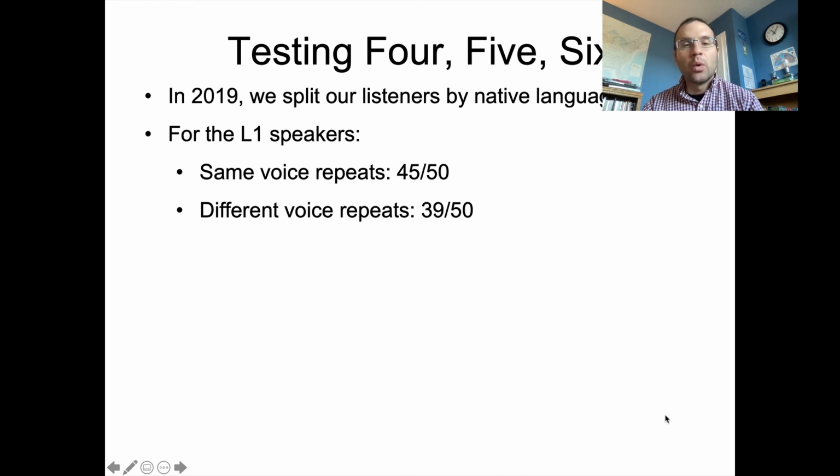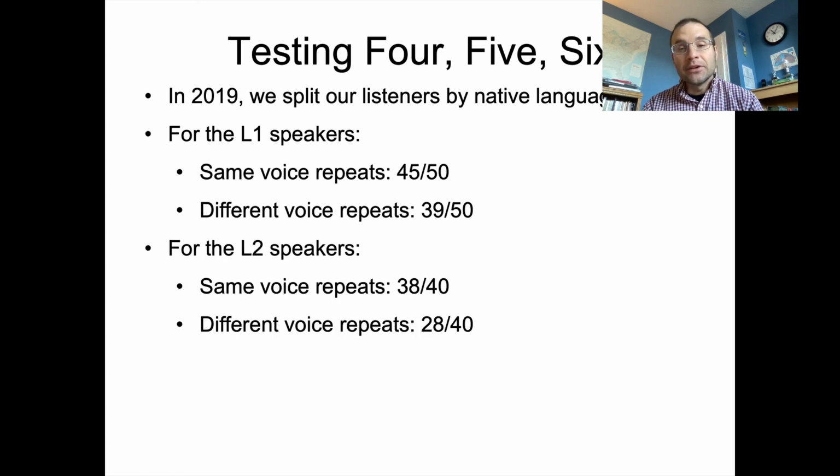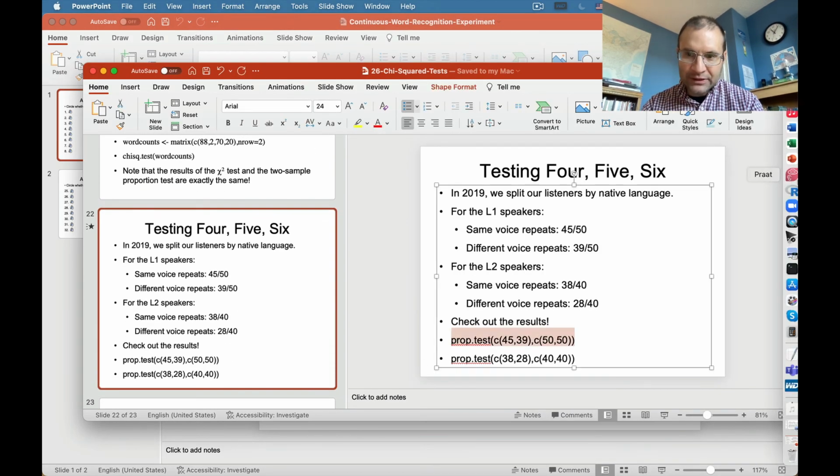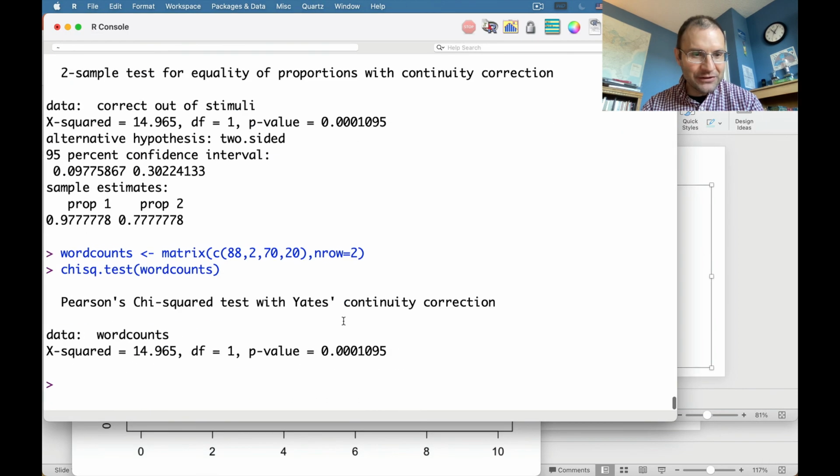For the L1 speakers, they got 45 out of 50 right for the same voice repeats and 39 out of 50 right for the different voice repeats. For the L2 speakers, they had 38 out of 40 for the same voice repeats and 28 out of 40 for the different voice repeats. So it looks like a bigger gap here for the L2 speakers. How does that translate for one of these proportion tests? Are these significant differences or not?